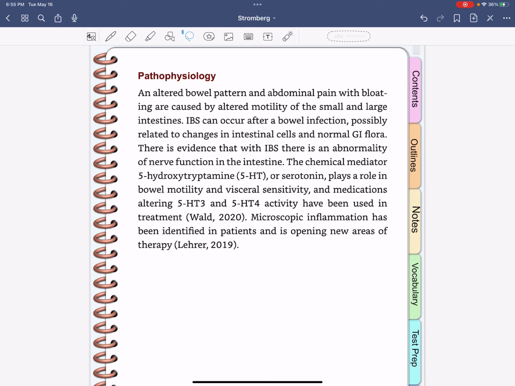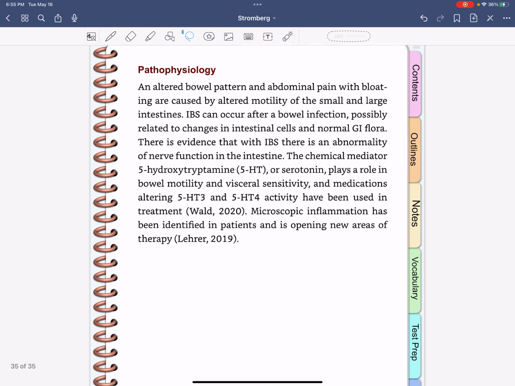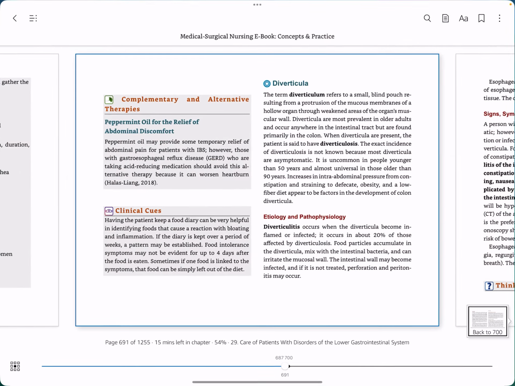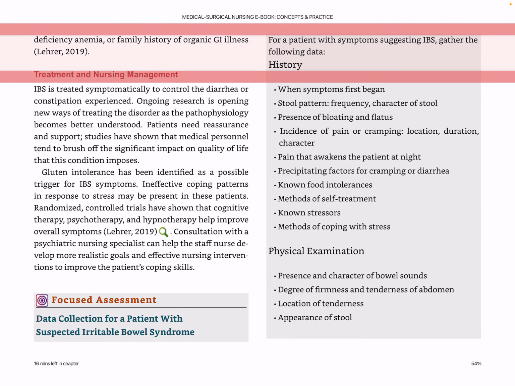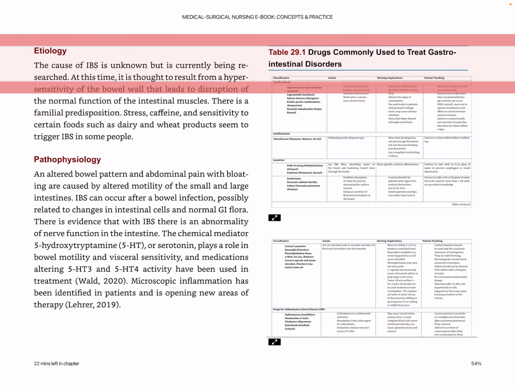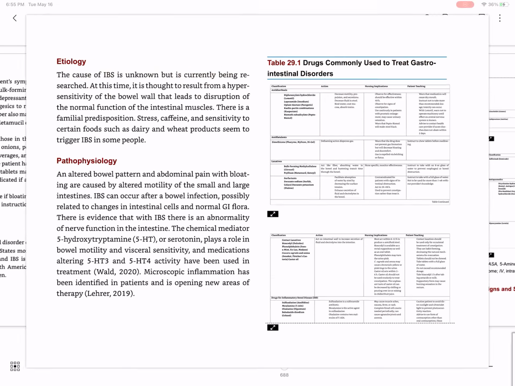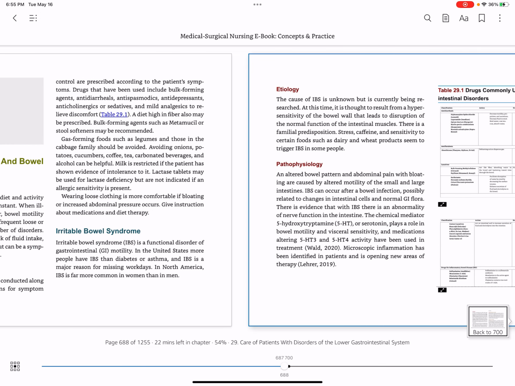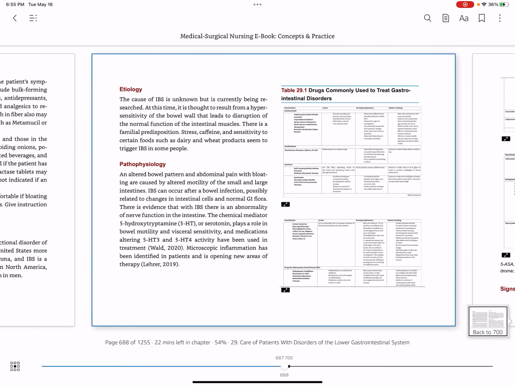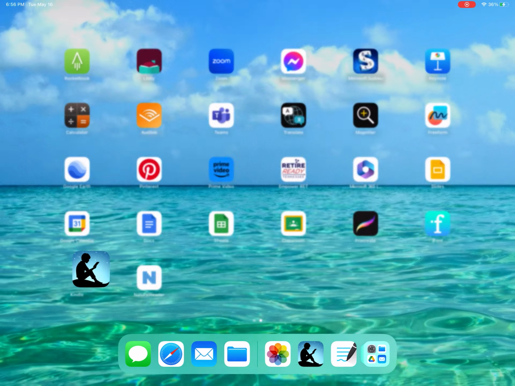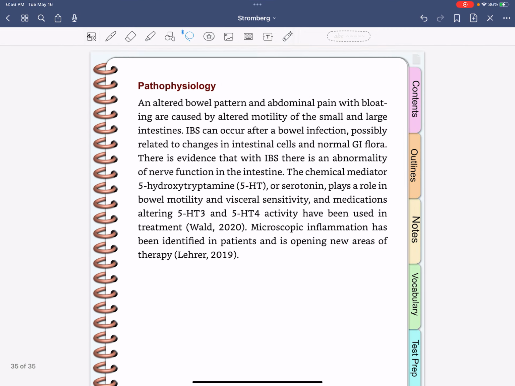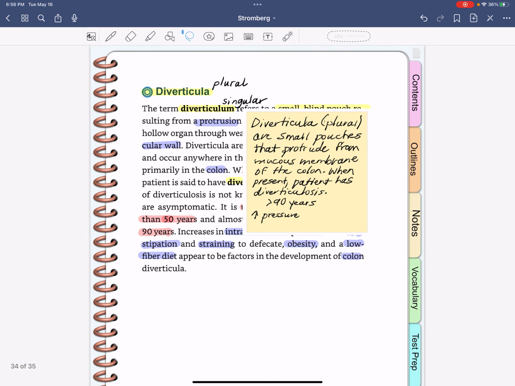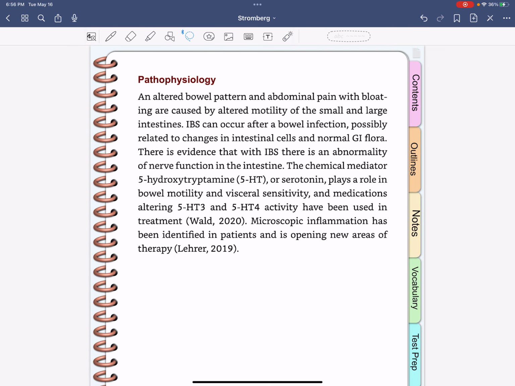Here is another example of the bare bones strategy for reading comprehension. And this particular page comes from, it was close by here. Here it is. In your textbook, it should be around page 688. It's talking about IBS, irritable bowel syndrome, and we're looking at this passage about pathophysiology. And I'm going to apply that same bare bones strategy that we used before.